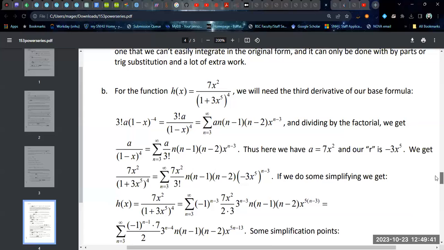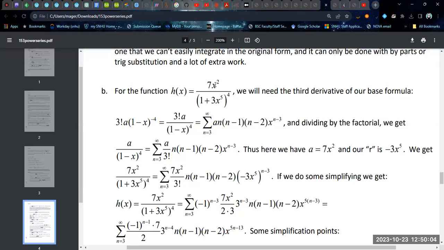And then for a second example, in this case, we have our function here. We have a negative sign that we're going to have to pull out of the denominator for our r. This is to the 4th power, so this would be that third derivative formula. And then our a now is also going to depend on x.